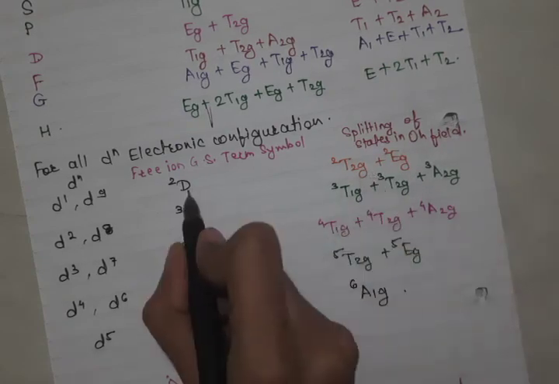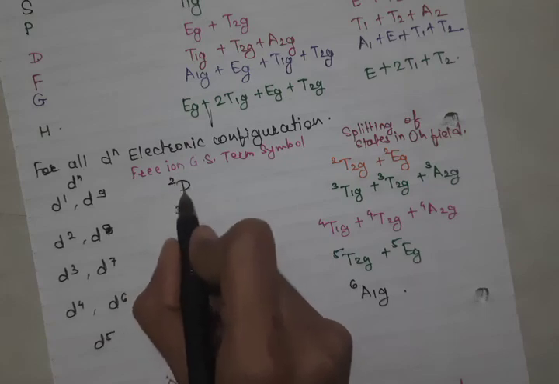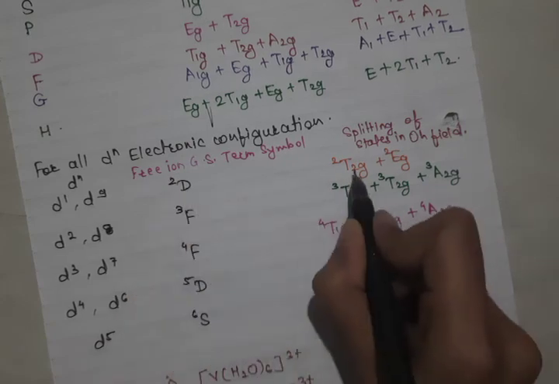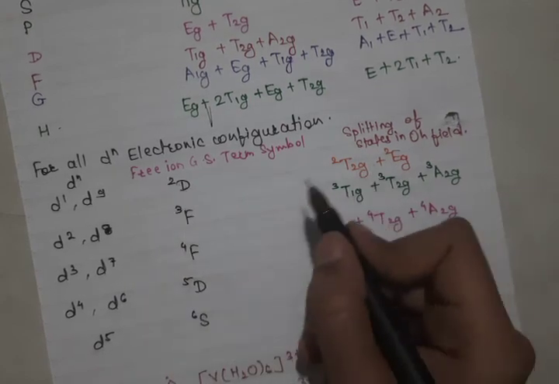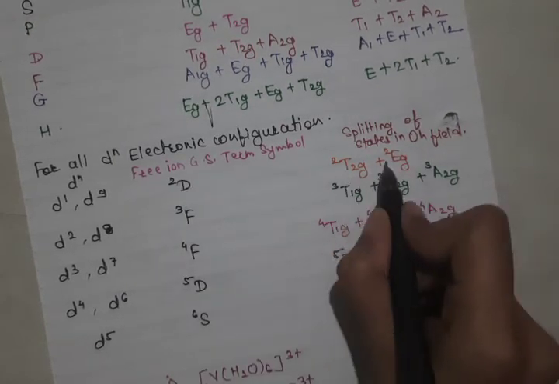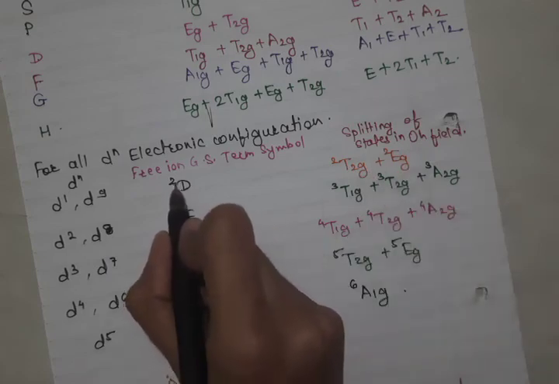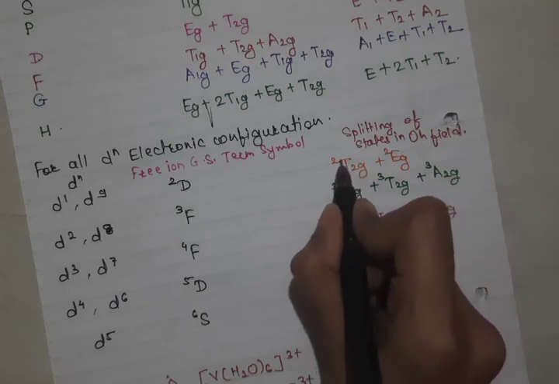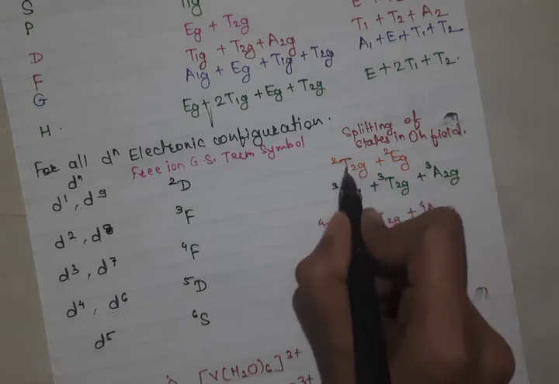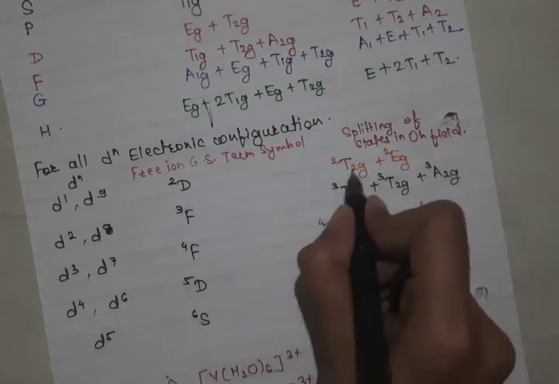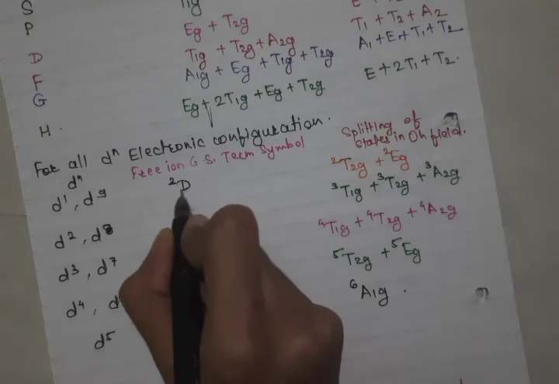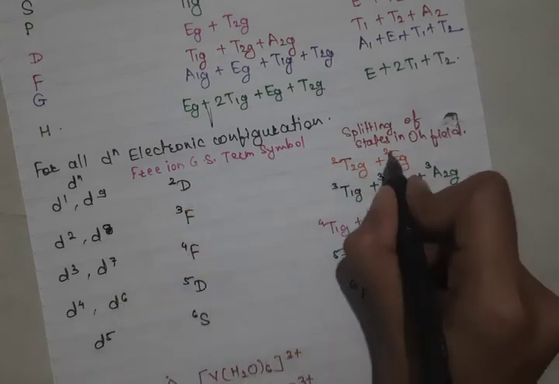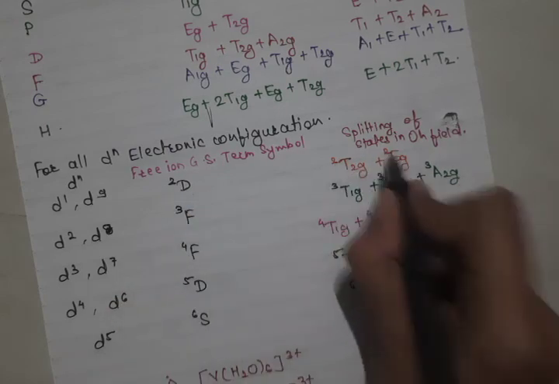In case of octahedral field, how does it split? D2 term splits into T2G and EG. You can remember it like d orbital splits into T2G and EG. So just write here T2G and EG. But always remember to write the spin multiplicity as a superscript of this Mulliken symbol. The spin multiplicity of this D term is 2. So write here 2 and 2, T2G2, EG2.